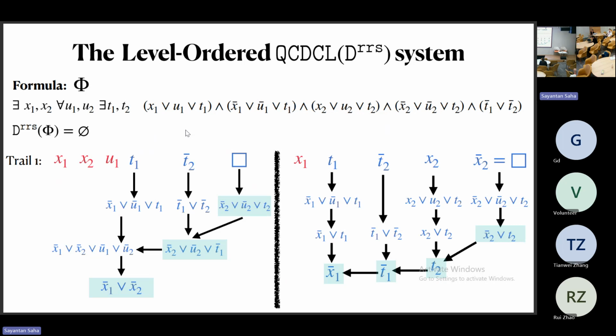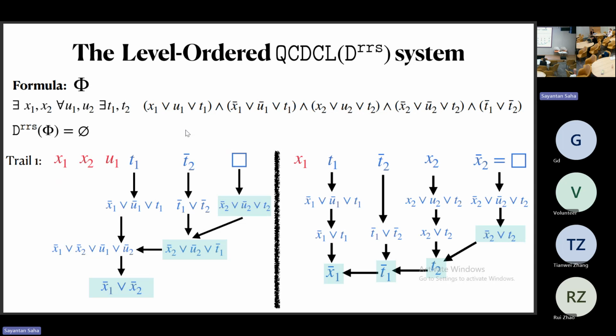But when I allow dependencies, propagation changes. The moment I decide x1, from the second clause, it becomes u1 bar t1. But according to my dependency scheme, t1 does not depend on u1. So I can drop u1 and propagate t1. Propagating t1 propagates t2 bar from the last clause, and then the third and fourth clauses reduce to x2 u2 and x2 bar u2 bar. So the u's can be dropped by reduction, and I can propagate both. So I reach a conflict.